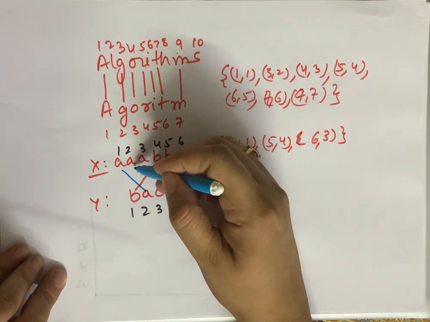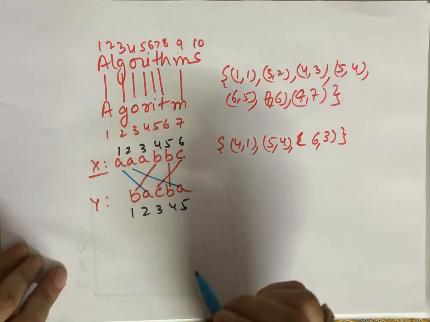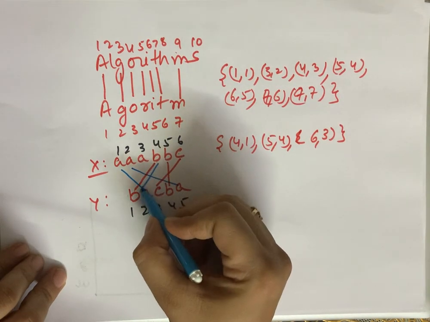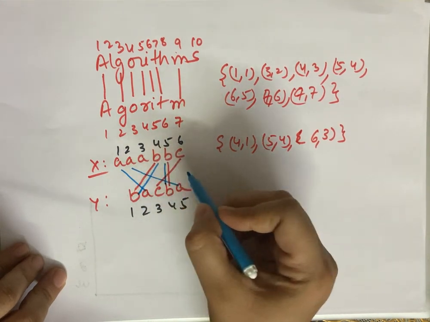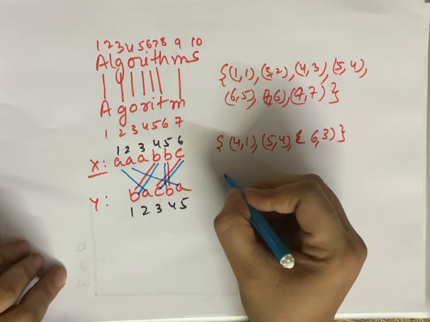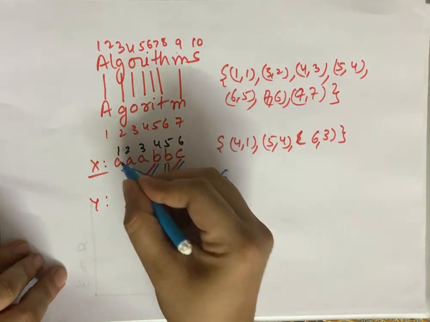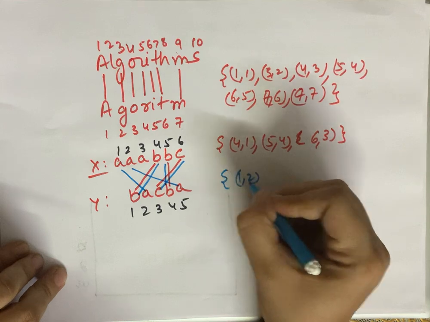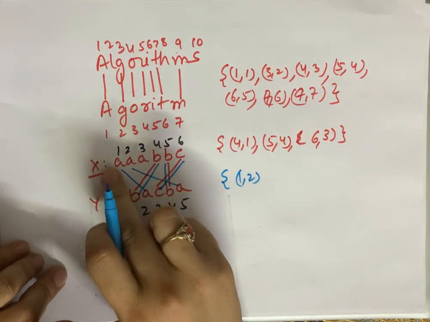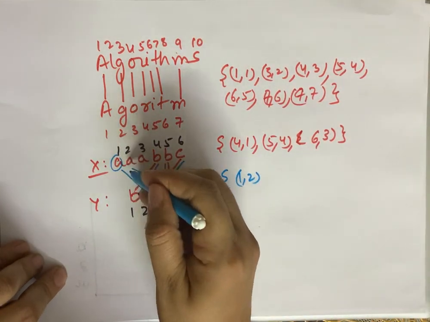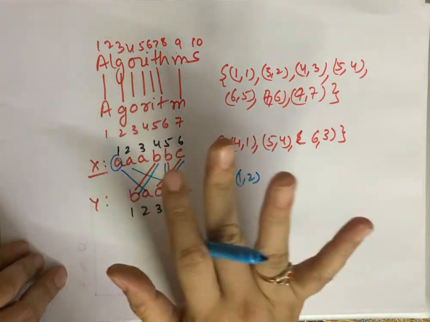I match this A with this A, then I am matching say a B with B, again this B with this B, and a C with C. So if I am writing this matching, I have matched 1 with 2. Now this A cannot repeat. The point of matching is, this A, I cannot match with both of these A's.